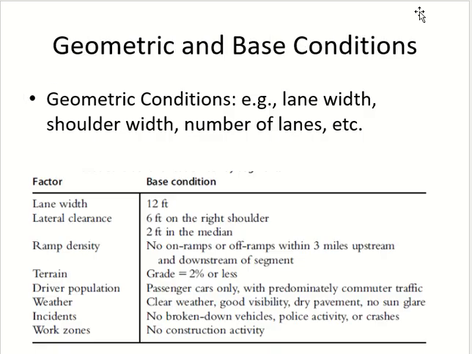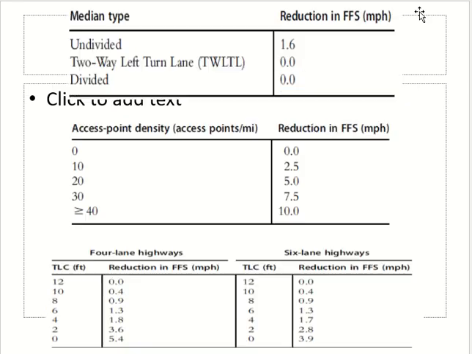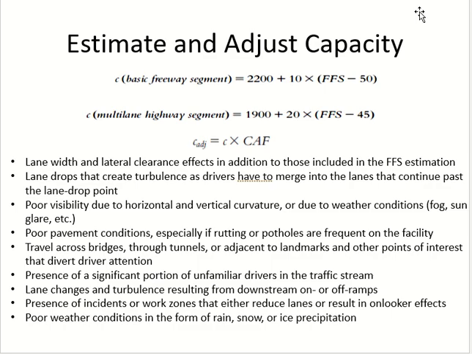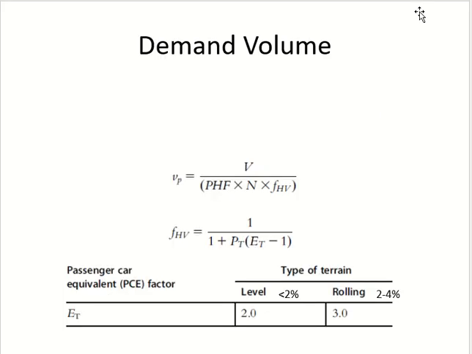So this is for the free flow speed. If you cannot measure it, you can use the equations. There are equations for capacity, and the capacity may have to be adjusted according to the site conditions. This is to find out the demand flow rate. So you need peak hour factor, number of lanes, and the heavy vehicles.